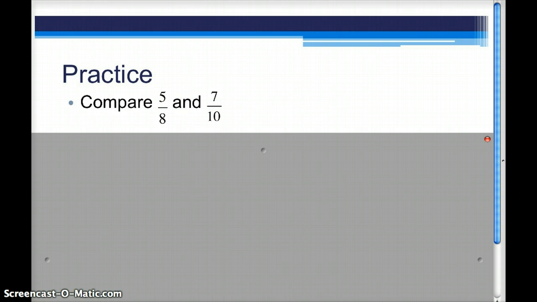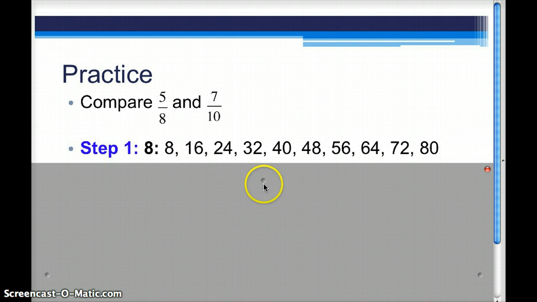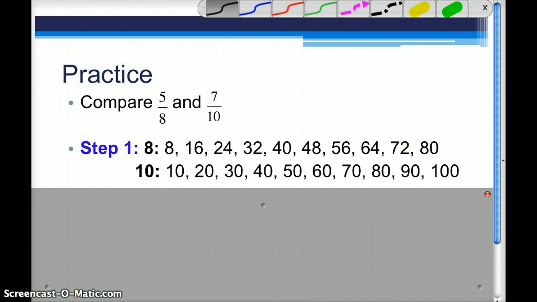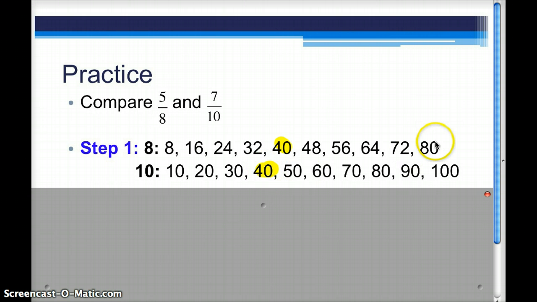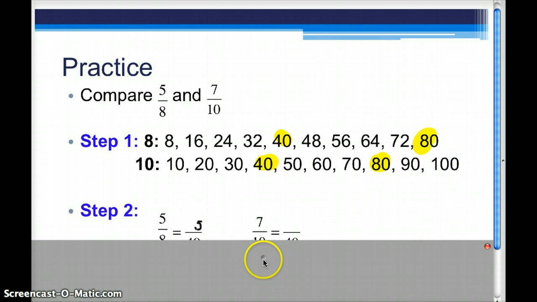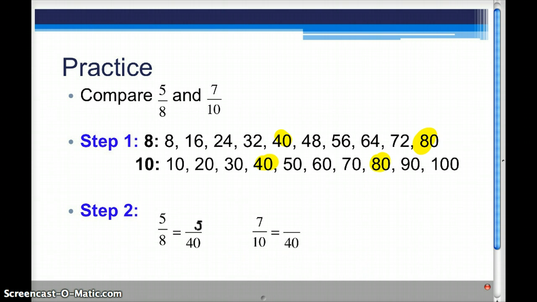Alright, here's your practice problem. Go ahead and pause the video here and solve this, and then come back and check your answer. Let's see how you did. We needed to start by finding a common multiple, or the LCD, the least common denominator, least common multiple, between 8 and 10. I see 40 as one and 80 as one. Now, which one would be the smallest? 40. You can use that, or you could use 80. It doesn't matter. In my example here, I use 40.